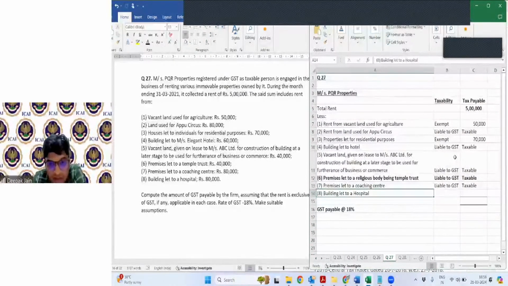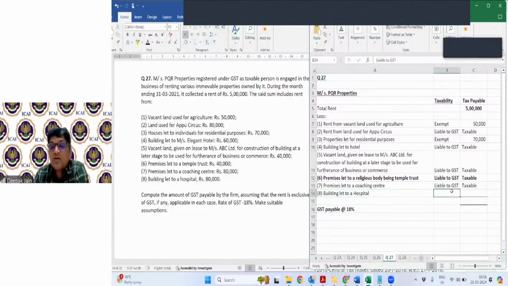But it is letting out, so it is taxable. In what situation is renting for residential purpose also liable to tax? When you are renting the residential property to a registered person who is liable to GST, then it will become taxable. Otherwise, it is exempted. Building to hospitals.